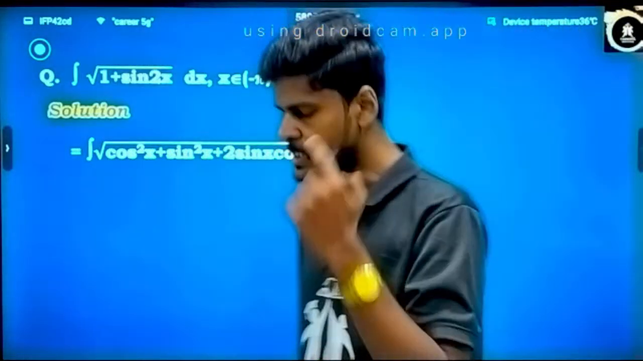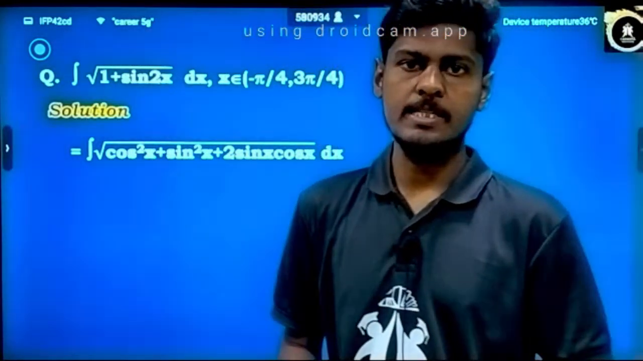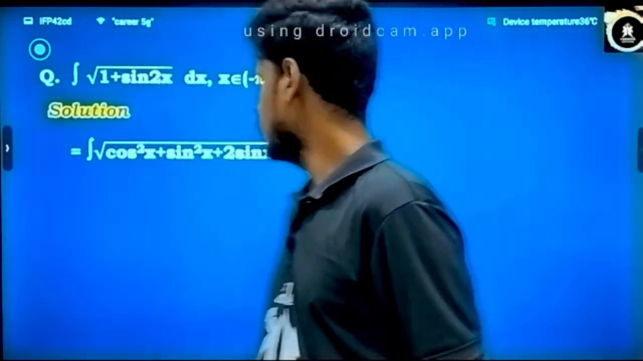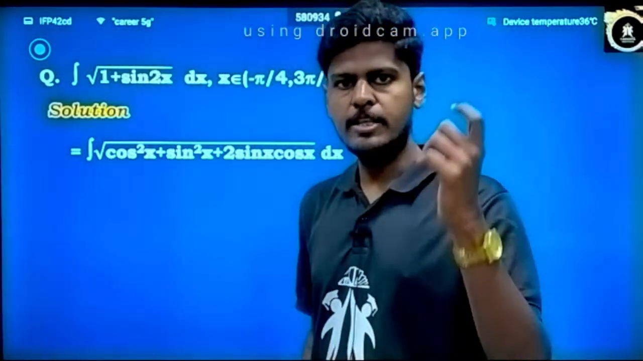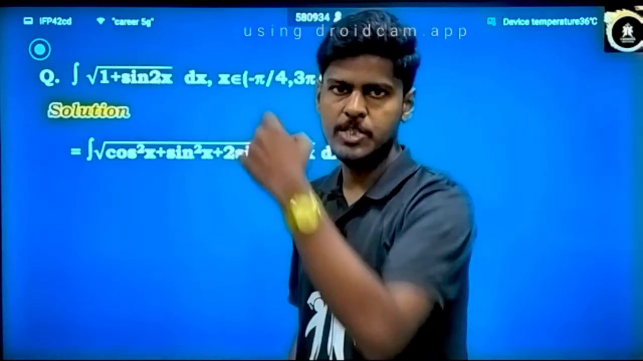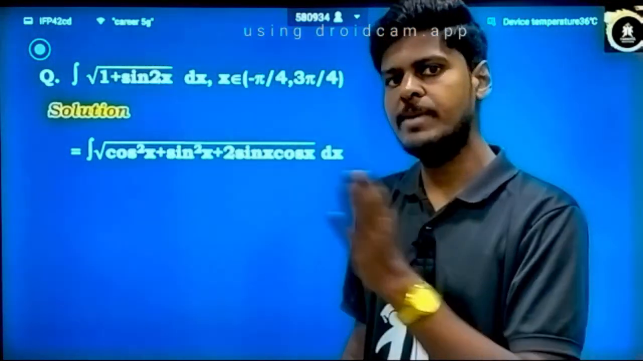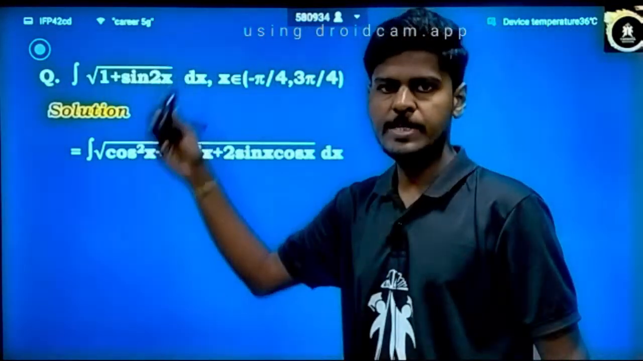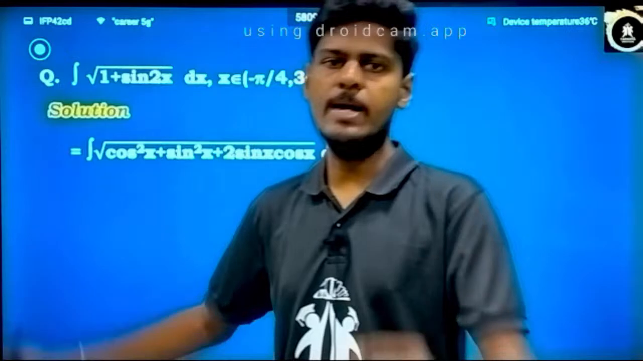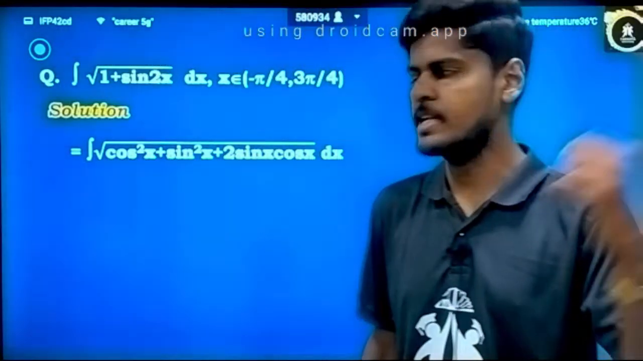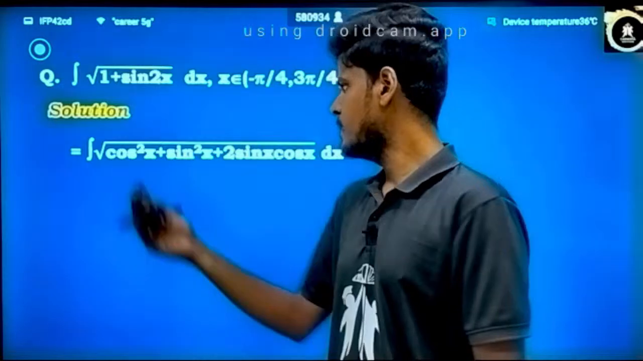Try to remember this as a result or a formula also. 1 plus sin 2x is sin x plus cos x whole square. What about 1 minus sin 2x? Again it will be in the form a square plus b square minus 2ab, which is a minus b whole square. So that will be sin x minus cos x whole square. When we take the square root, the first time it will be mod of sin x plus cos x, the second time mod of sin x minus cos x.